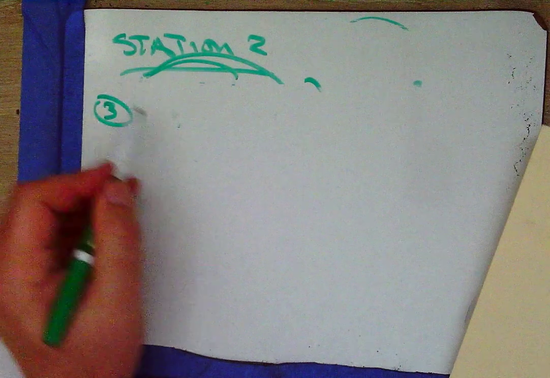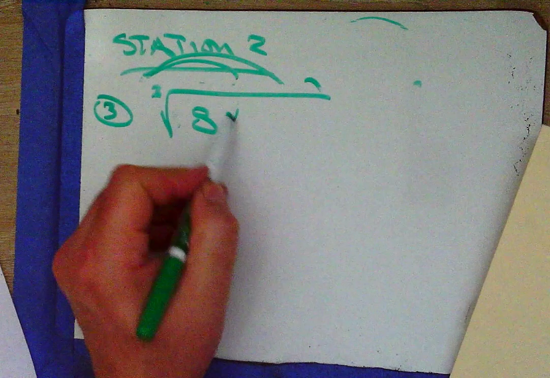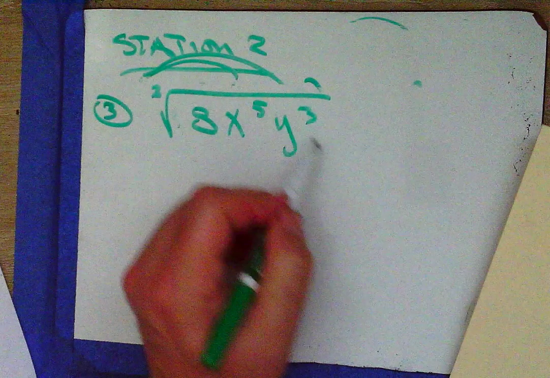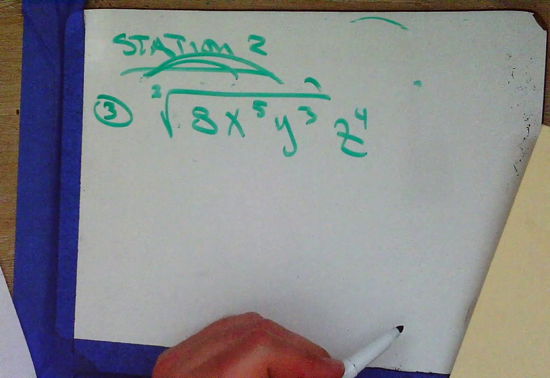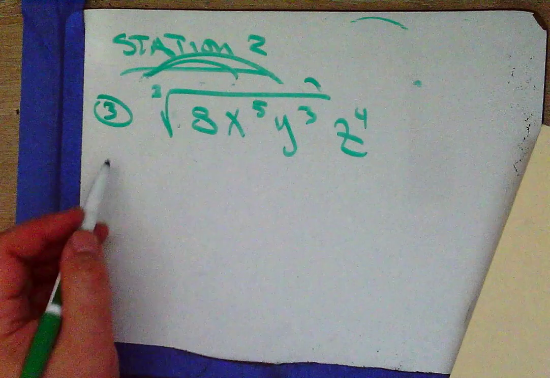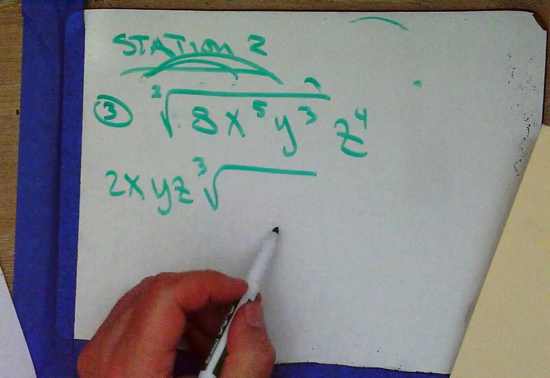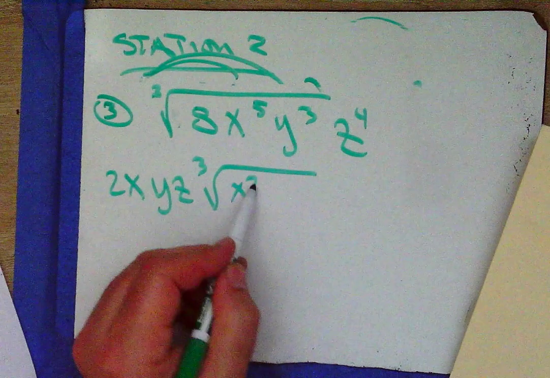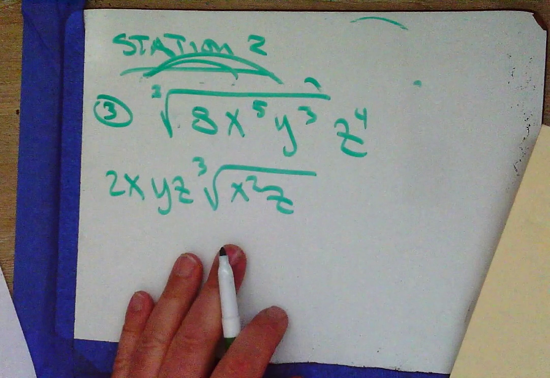Problem 3 asks us to consider the cube root of 8x to the 5th y to the third z to the fourth. Now, some people are comfortable looking at this and saying, oh, I know what comes out: a 2, an x, a y, and a z, and the x squared z is left over. But there are a lot of students who can't just do that.